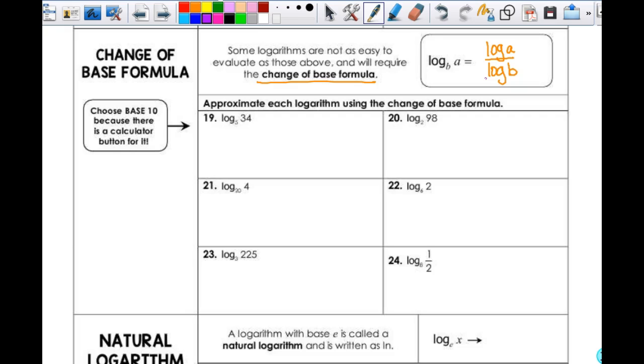So it says approximate each logarithm using the change of base formula. So the first thing I have to do is rewrite this. So log base 5 of 34 is the same as log of 34 over the log of 5. And again, on this one, that's not something that you're expected to just know. This is when you would actually use the calculator to approximate it. And you can type them in just like that. Just make sure that you're paying attention to your parentheses.